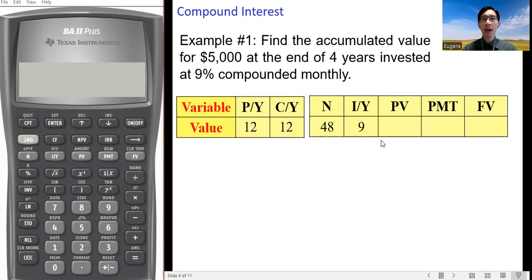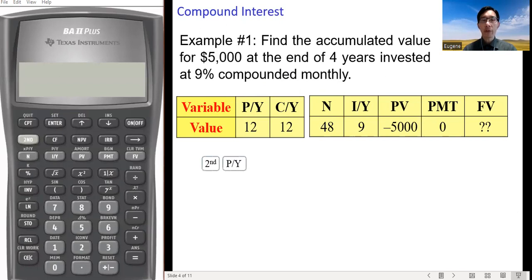PV is the present value. In this problem, this is 5,000, but we need to take out the money to make a deposit. So this $5,000, we will input as negative 5,000. And then PMT equals 0. We need to get the variable FV.